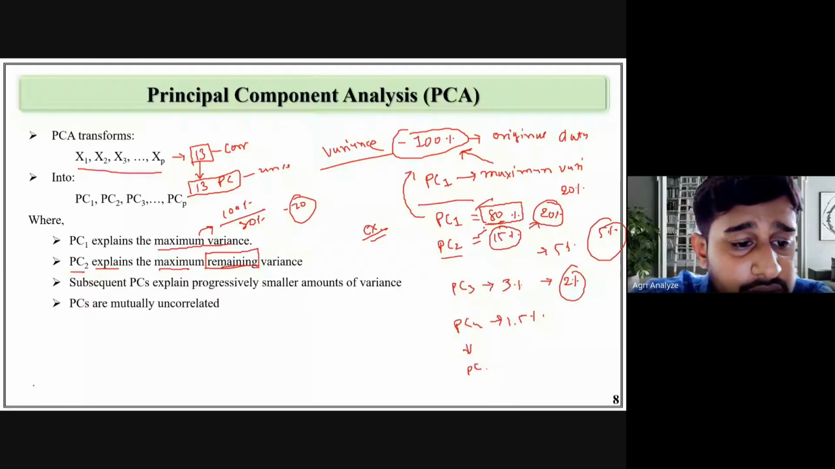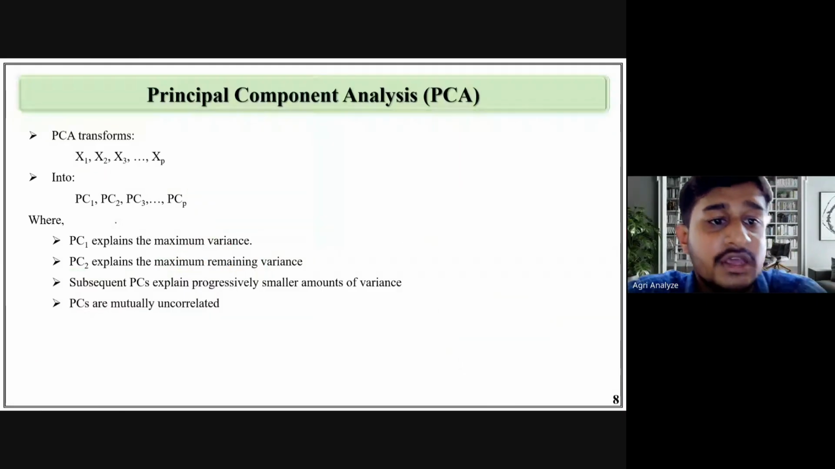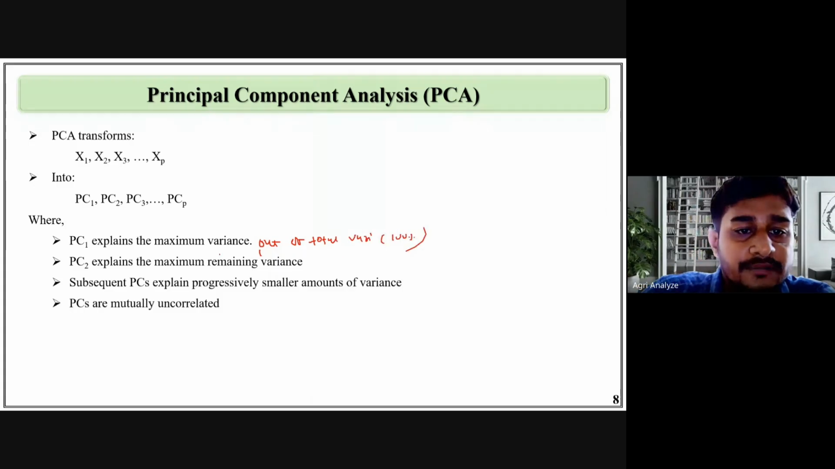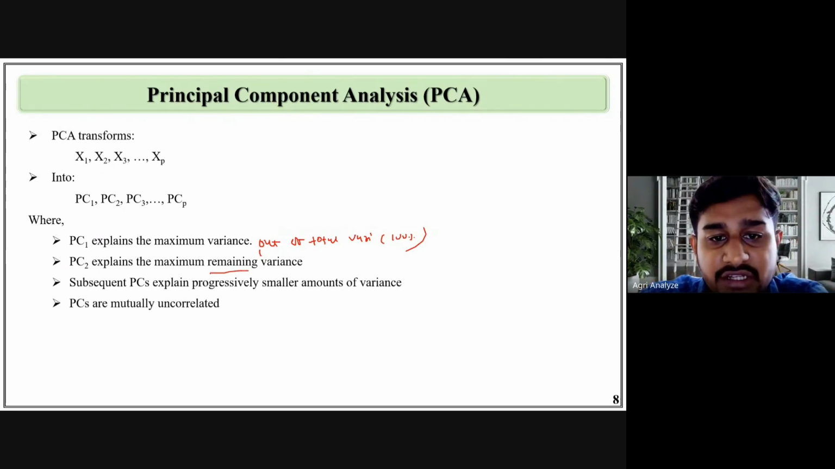So here I explain: PC1 explains the maximum variance out of total variance, which is 100%. Now PC2 explains the maximum remaining variance. If PC1 explains 70% variance, then the remaining is 30%. So out of 30, PC2 explains the maximum remaining variance, like 25%. Now the remaining is only 5%.